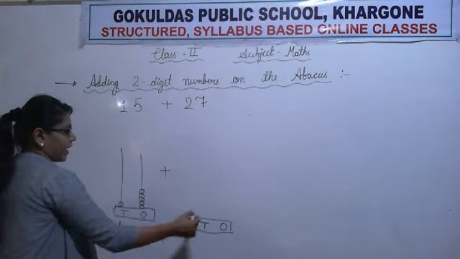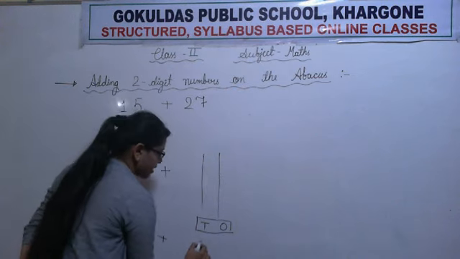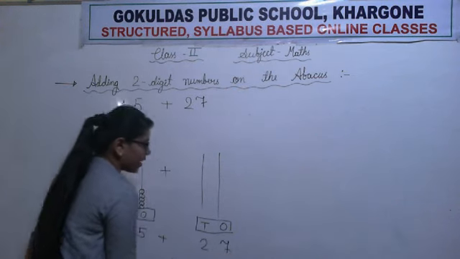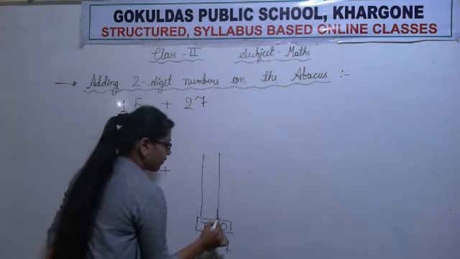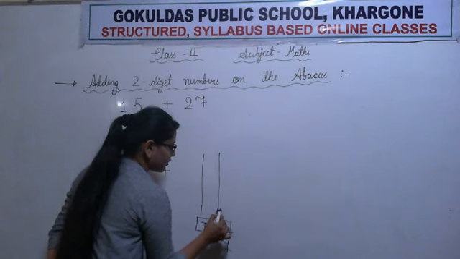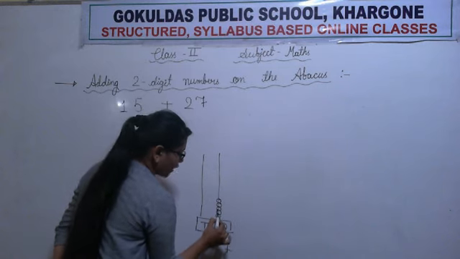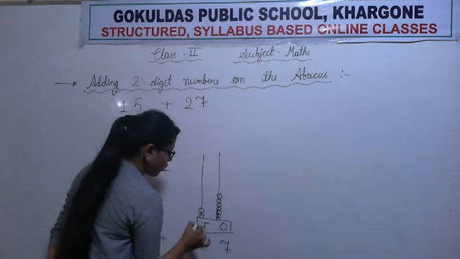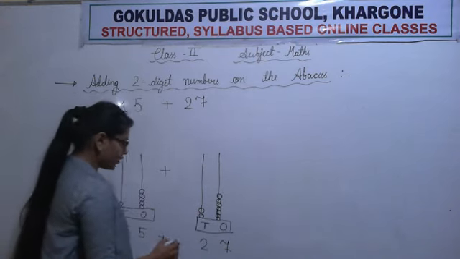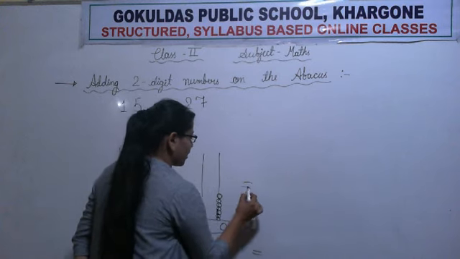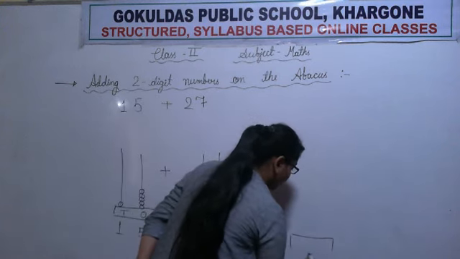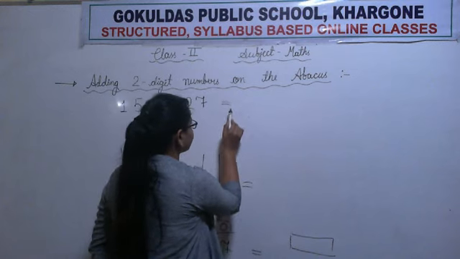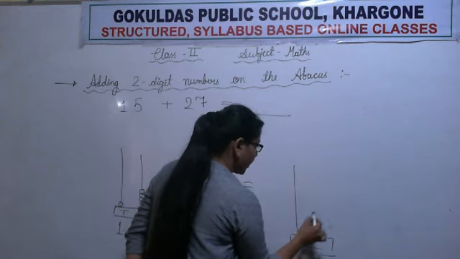Again we will make an abacus for this 27, 2 tens and 7 ones. So for ones we will draw 7 beads: 1, 2, 3, 4, 5, 6 and 7. And for tens we will draw 2 beads for this 2. Now what will our answer be? Let's do it.